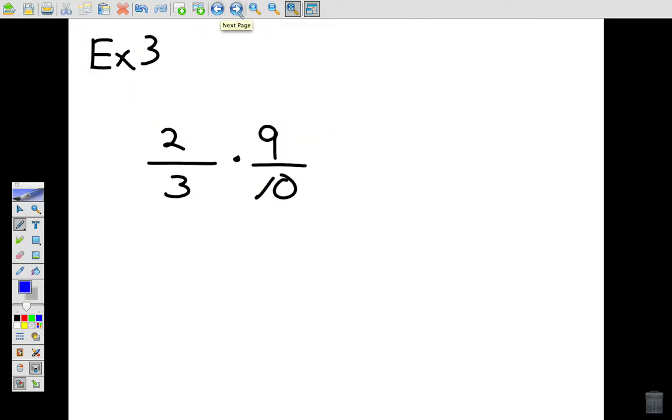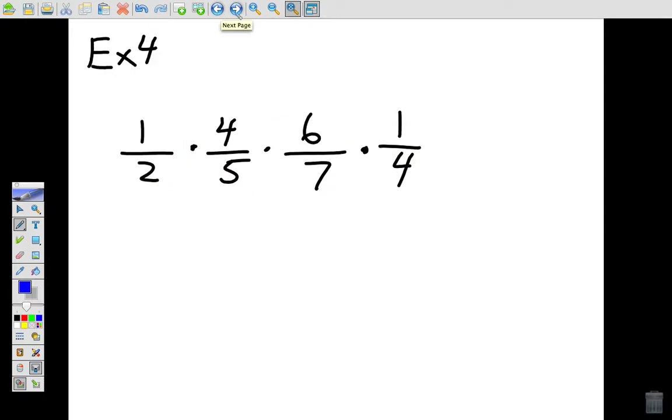In example 3, sometimes you can cross-cancel in more than one place. Now I can divide both these by 2. Here I can divide both these by 3. Multiply across, and my answer is 3/5.